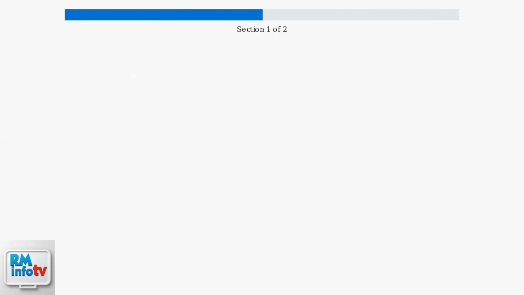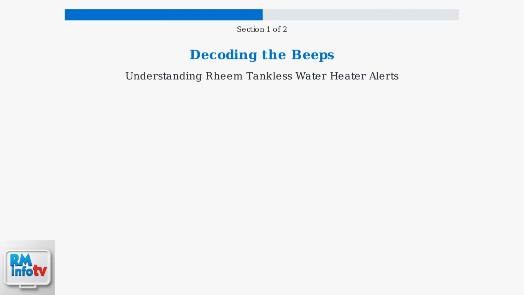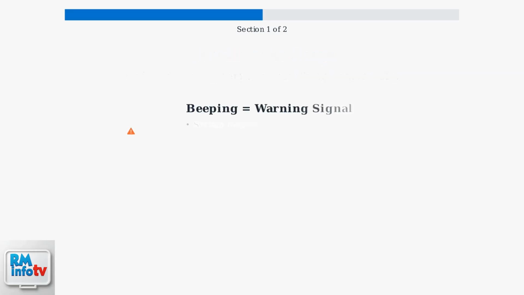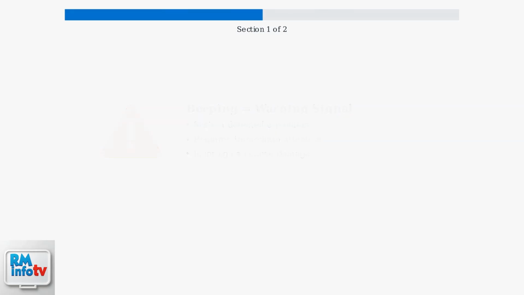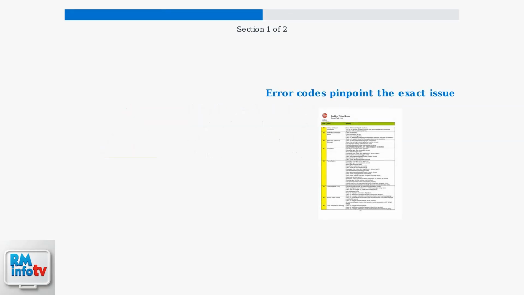When your Rheem tankless water heater starts beeping, it's trying to tell you something important. These beeps are warning signs that indicate a problem with your system. The beeping sound is accompanied by error codes displayed on your unit's remote control or LED display. These codes provide crucial diagnostic information about what's wrong. Each error code points to a specific issue, making it the first step in troubleshooting.